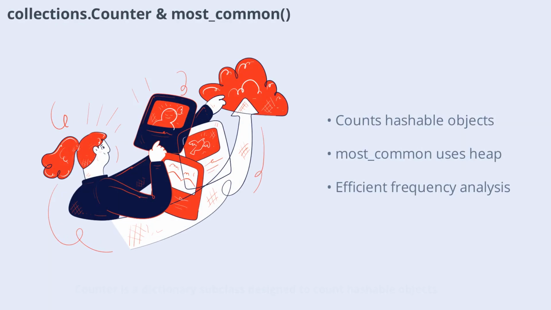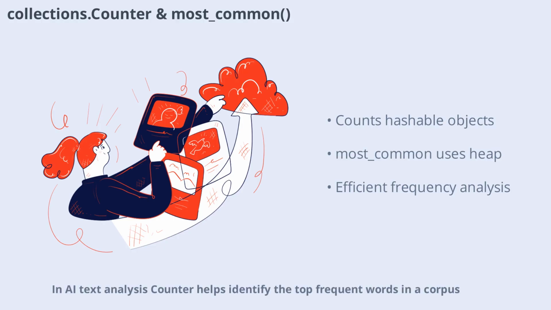collections.Counter is a dictionary subclass designed to count hashable objects. Its most_common(k) method runs in O(n log k) time using a heap implementation to extract the highest frequency elements. In AI text analysis, Counter helps identify the top frequent words in a corpus, building primary vocabulary maps for tokenization. This tool is essential for efficient frequency analysis and feature extraction.